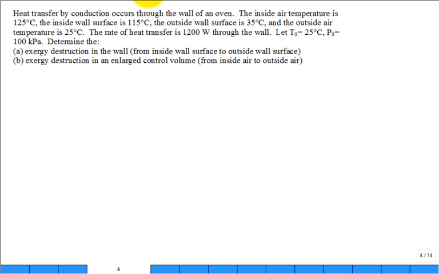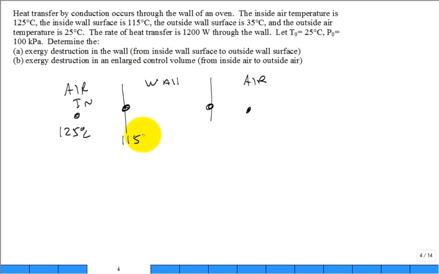All right, so what you have is a wall. And the wall, they say you have a temperature here, and then you have the air on the inside with a temperature for that, and you have the air on the outside with its temperature. So what you end up with is 4 temperatures: 125 degrees C, 115 degrees C, 35 degrees C, and 25 degrees C. Those are all in degrees C. You can add 273 and you got it.